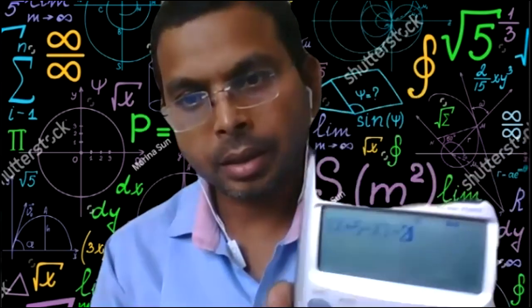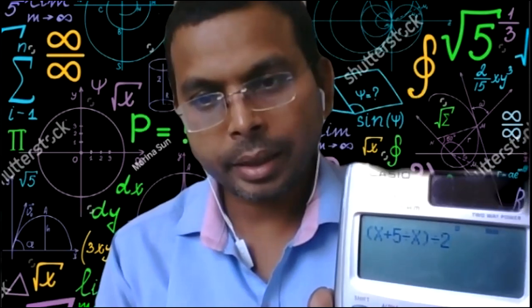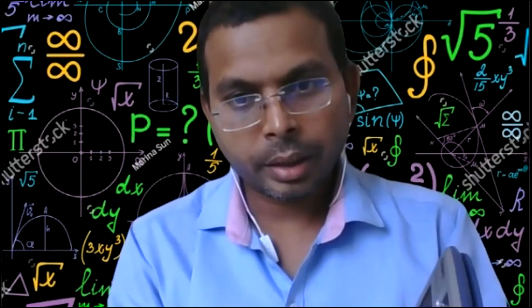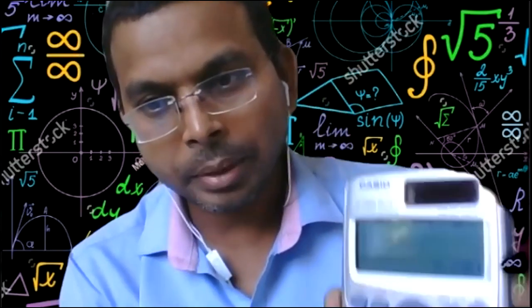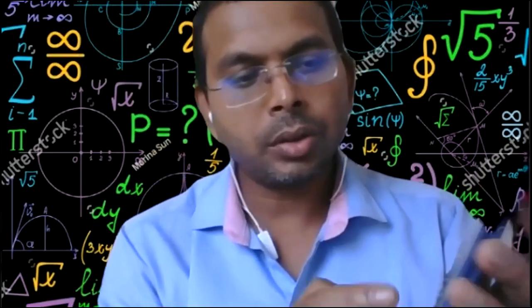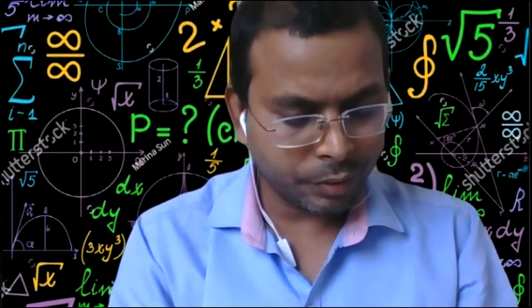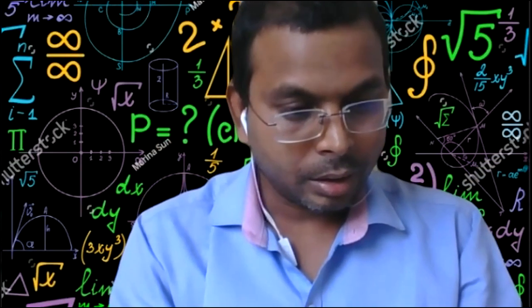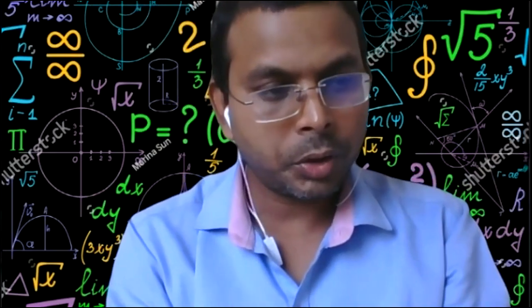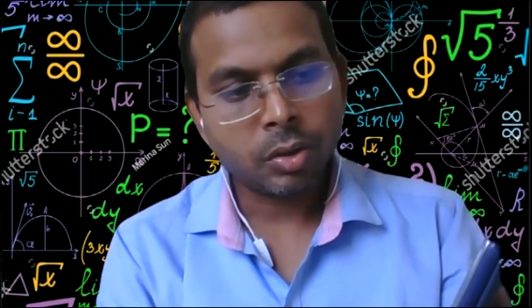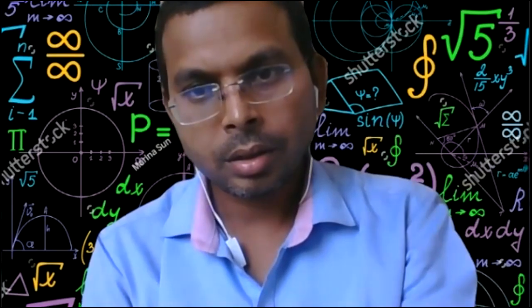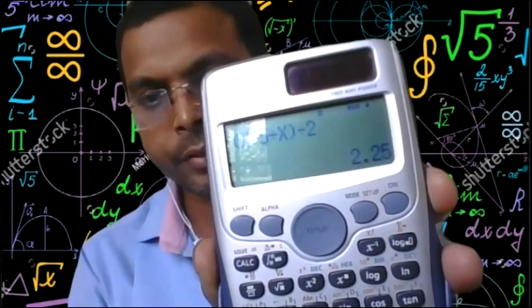So this expression. Now when you press the calc button, it is below shift, there is the calc button. After pressing calc it asks the value of x, so you give the first value 2 and equal to, and after putting 2 it gives the value 2.25.